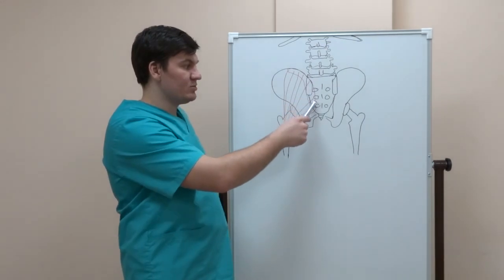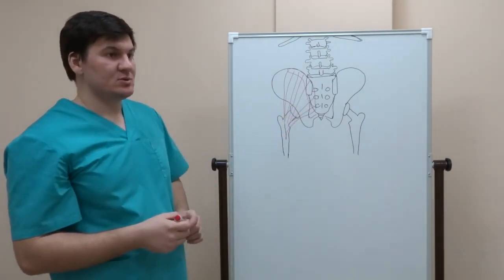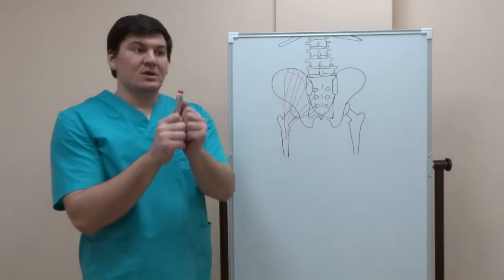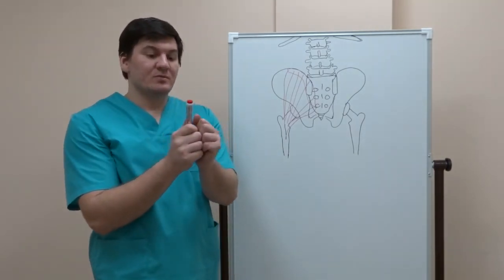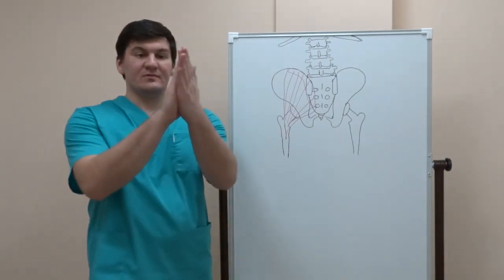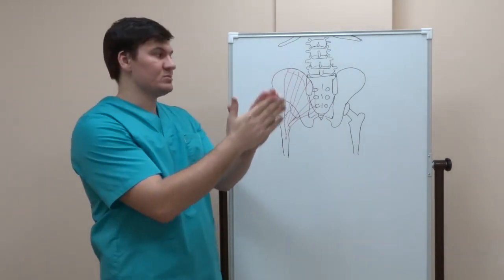And this part's function is to stabilize the sacroiliac joint. If it ceases to function properly, the joint begins to wobble. Normally, the joint should move within a specific angle. That is, only movements within that range should occur at the sacroiliac joint.